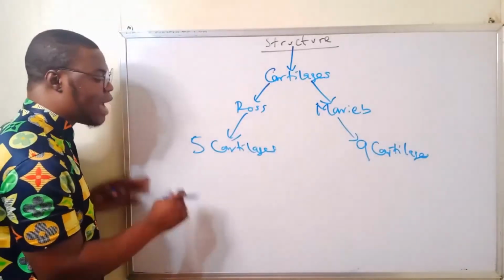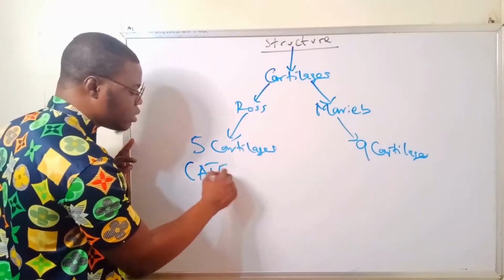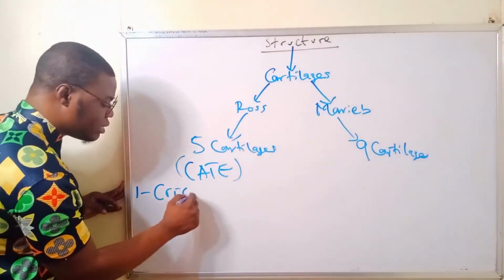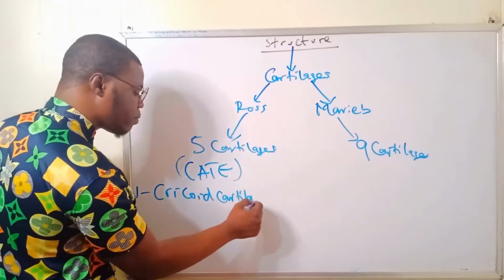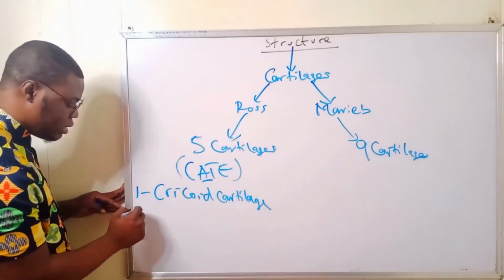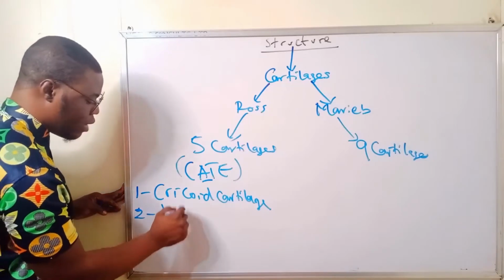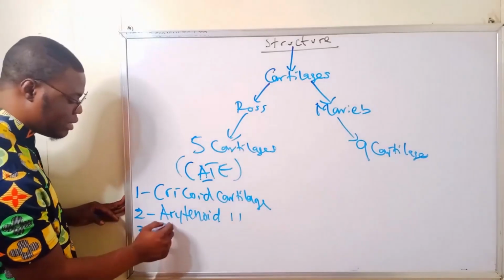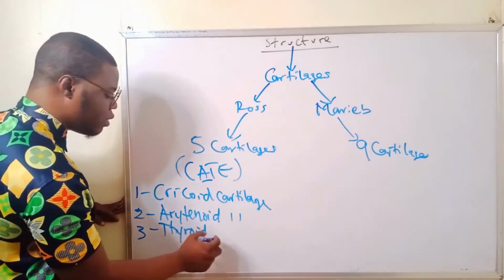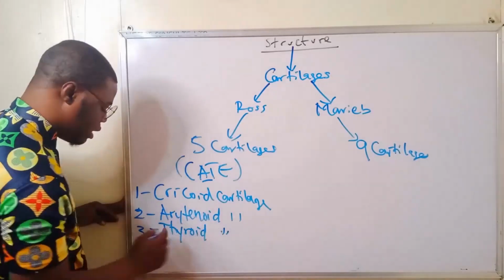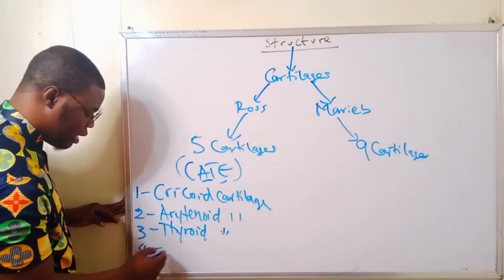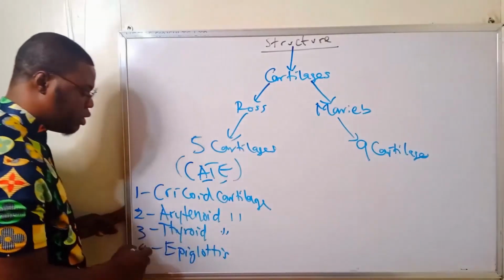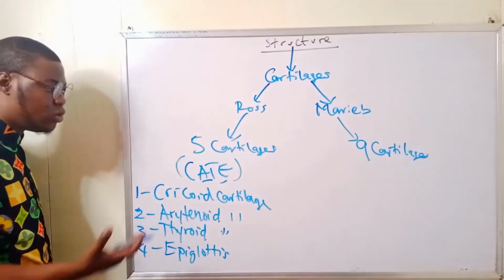Now, for the 5 cartilages, the acronym is CATE. The first cartilage, which is C, is cricoid cartilage. And then the A is arytenoid cartilage. And the T is thyroid cartilage. And then the last one is E, and that is the epiglottis. So these are the 5 cartilages of the larynx according to Ross and Wilson.